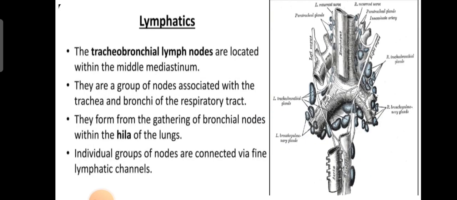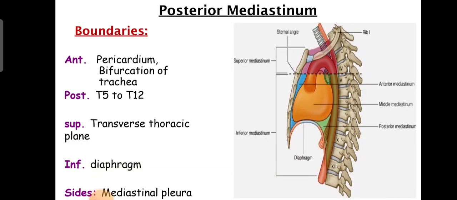Then we have lymphatics, mainly the tracheobronchial lymph nodes, which are located in the middle mediastinum. These lymph nodes are associated with the trachea and the bronchi, and are located close to the hilum of the lungs. Then we have the posterior mediastinum.